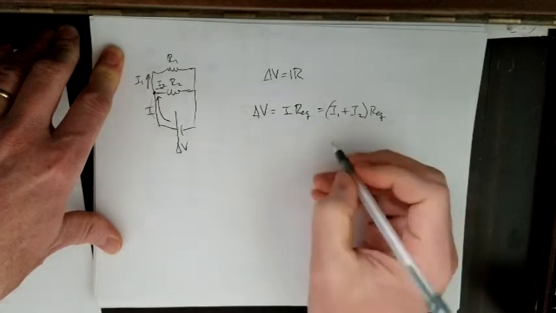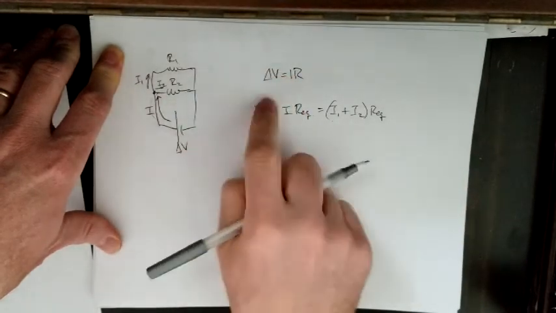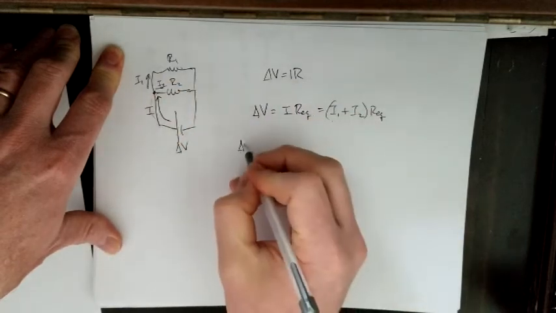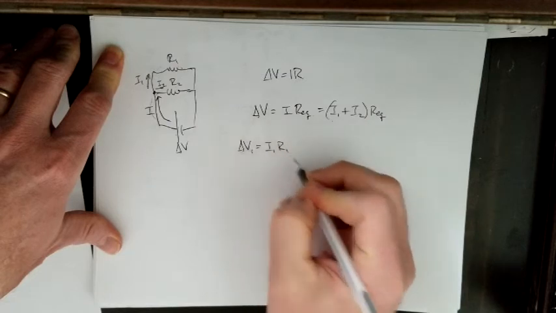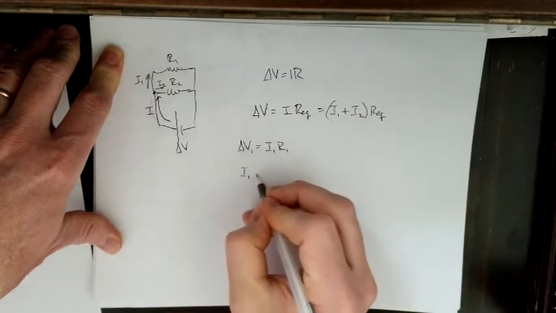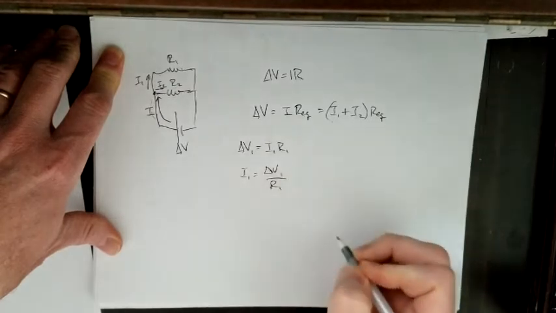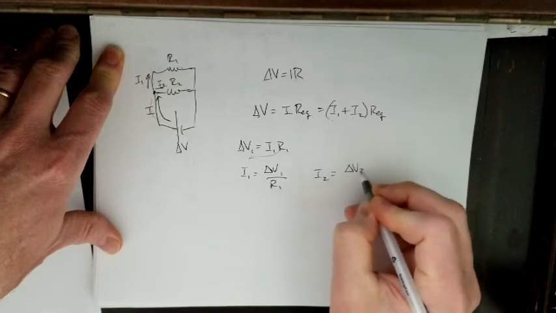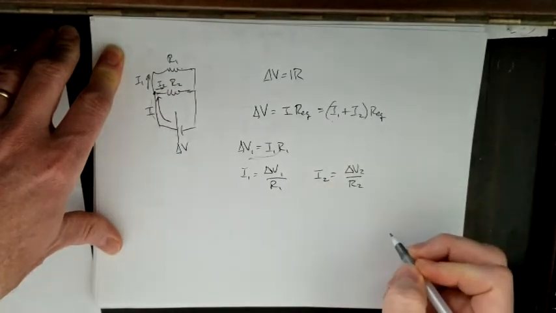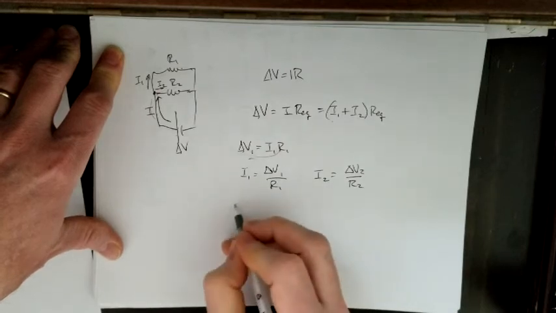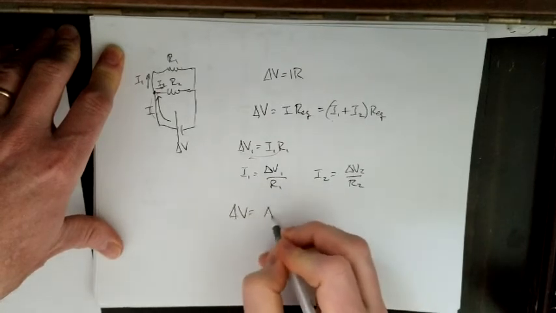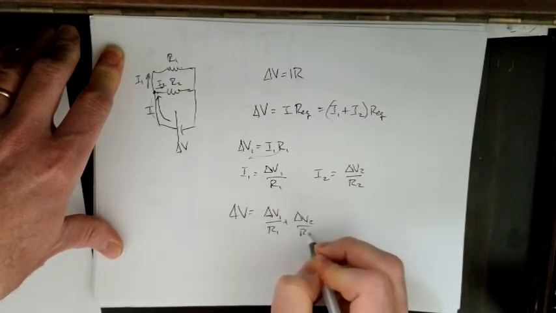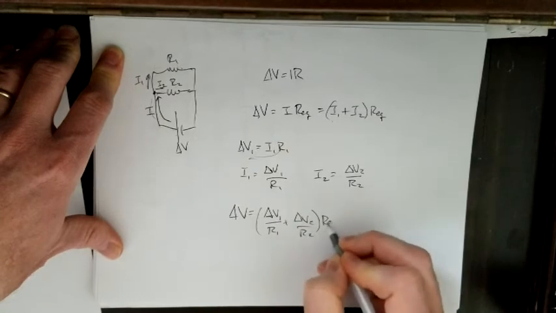Now I1 going across here, again, Ohm's law applies. And so delta V1 is going to be equal to I1 R1. So I1 is just delta V1 over R1, just dividing. Similarly, I2 is delta V2 over R2. So I could plug those into there. So I have delta V is equal to delta V1 over R1 plus delta V2 over R2 times R equivalent.